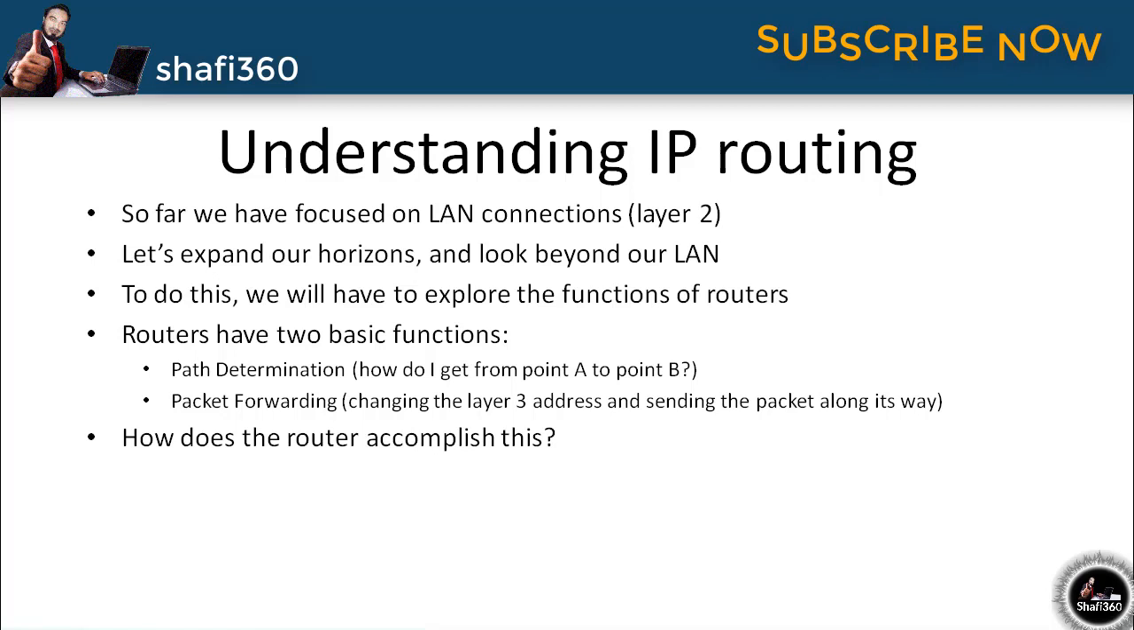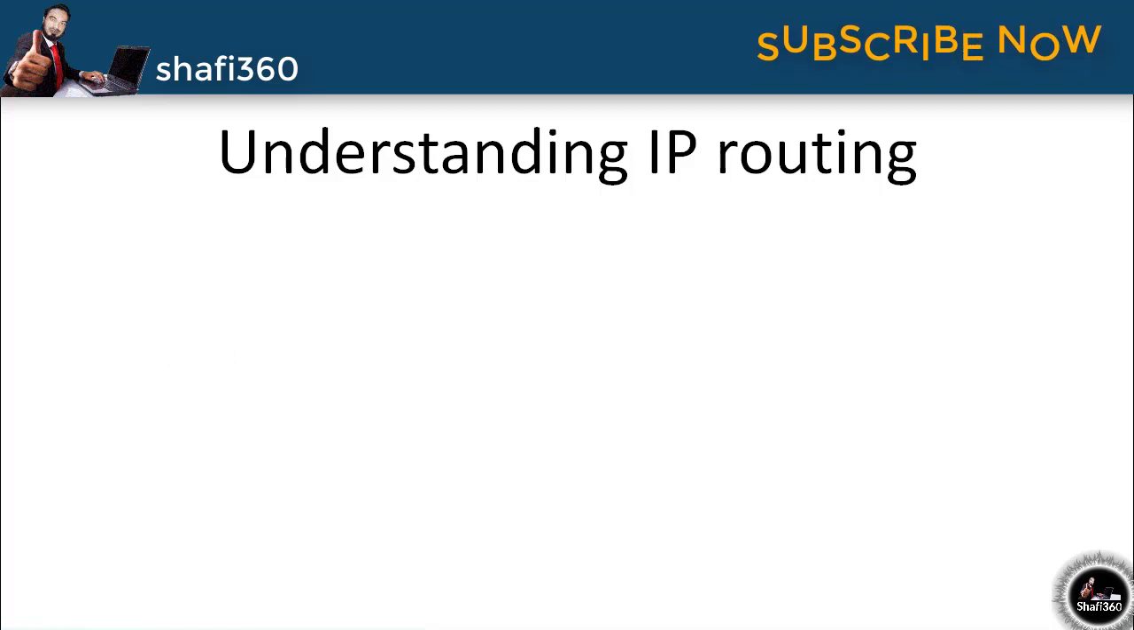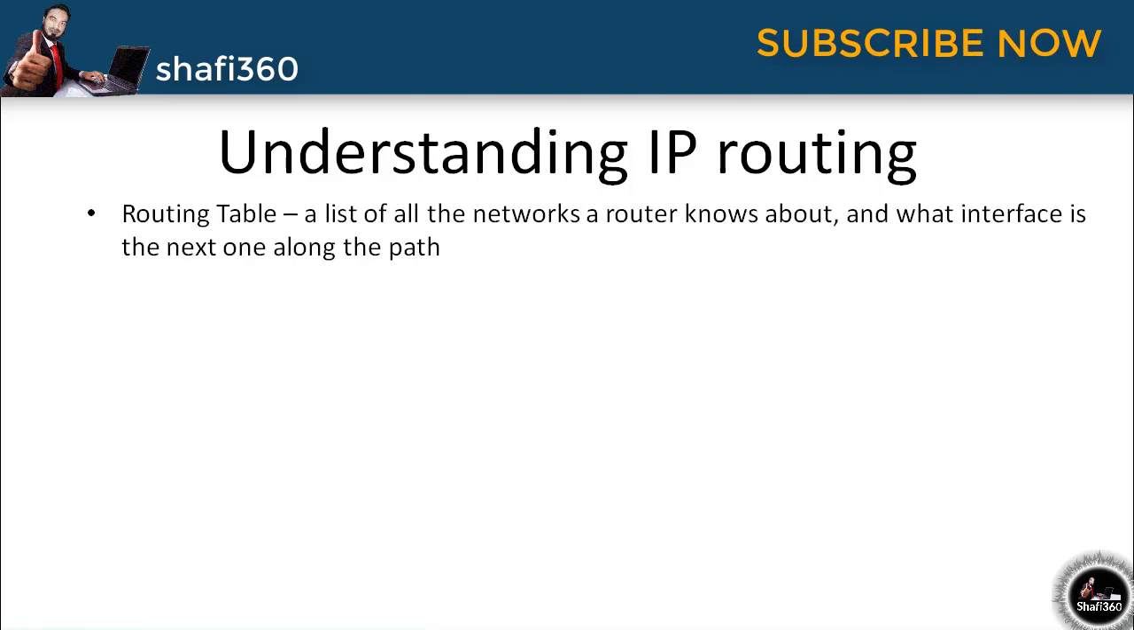So, how does a router accomplish its path determination functions? Well, it uses what's called the routing table. And essentially, the routing table is just a list of all of the networks that a router knows about and which interface is the next one along the path.